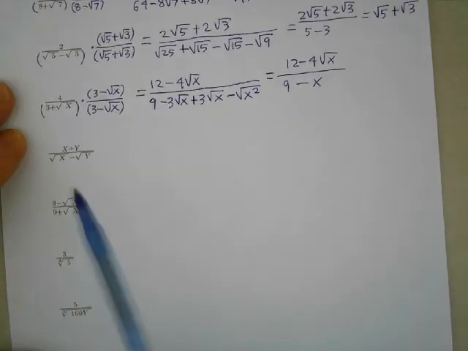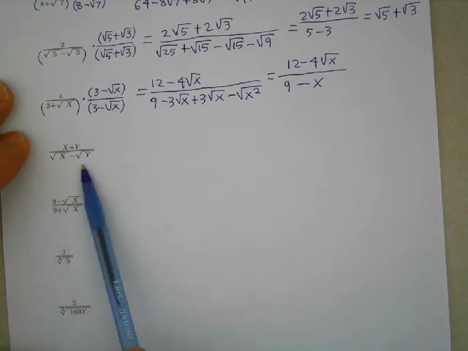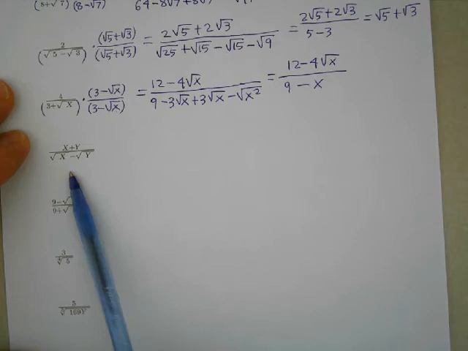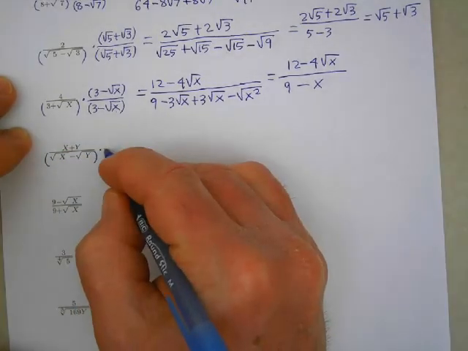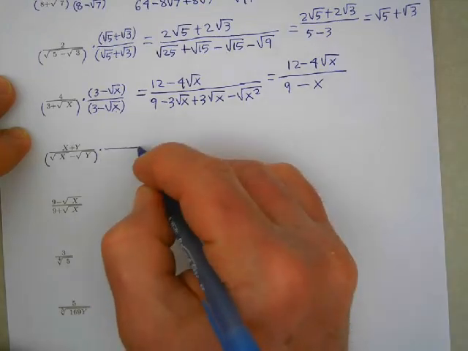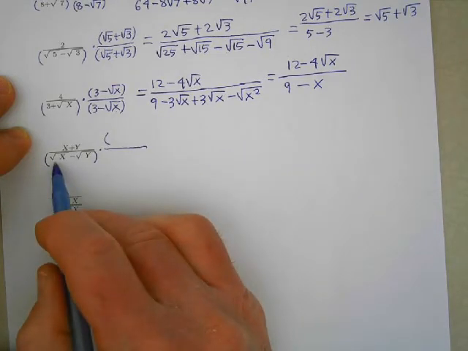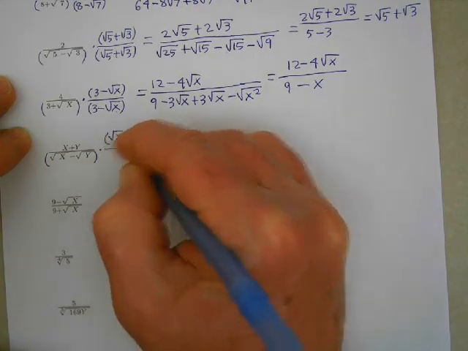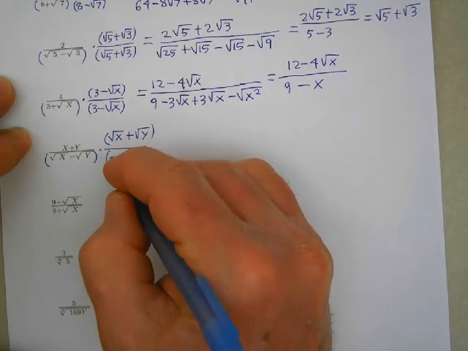Okay, on the next one, x plus y divided by the square root of x minus the square root of y. Well, we need to rationalize the denominator because we don't want the square roots there. So once again, we multiply the numerator and denominator by the conjugate of this denominator. So the conjugate of the square root of x minus the square root of y is the square root of x plus the square root of y. And we multiply the numerator and the denominator by that.